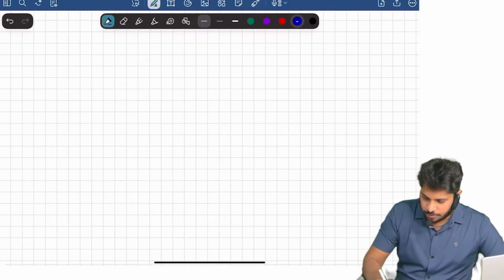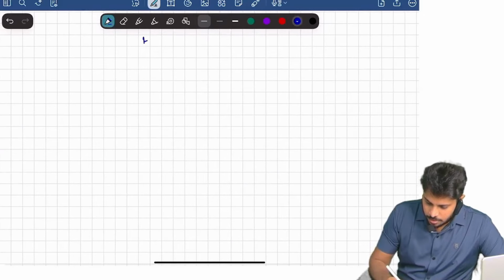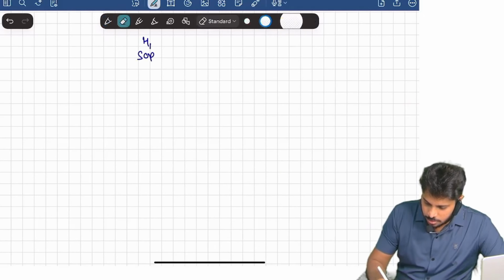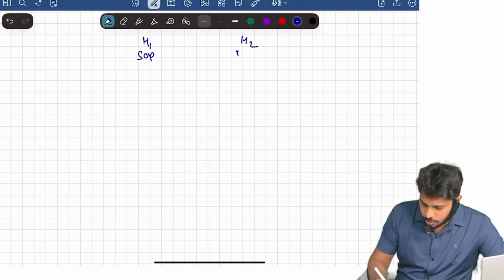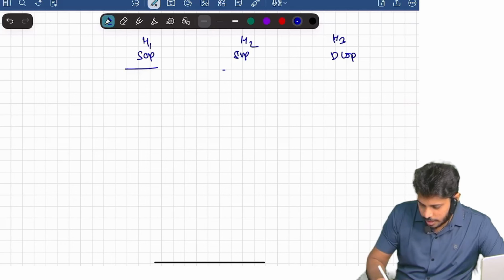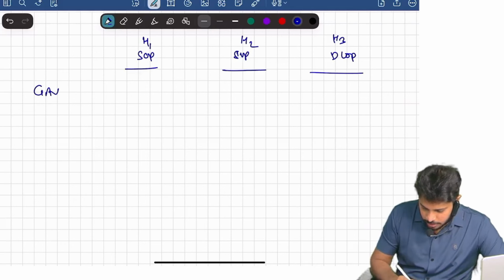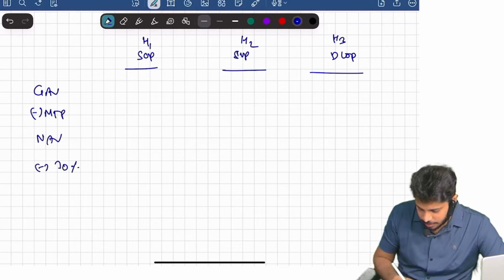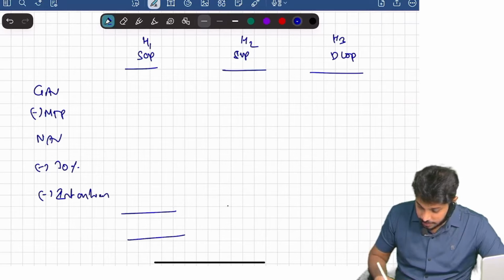Now, first option. House 1 SOP, house 2 SOP, house 3 DLOP. Now I will put the format: GAV minus municipal taxes paid, NAV minus 30% deduction, minus interest on loan. Correct? Then what I will get is the answer.